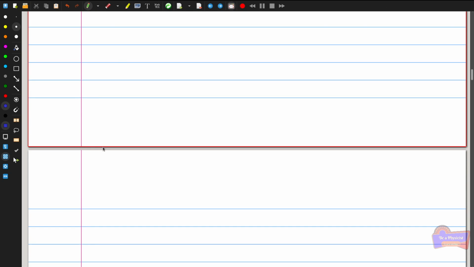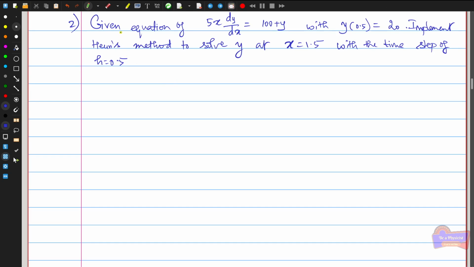So the next problem is, the given equation is 5x dy/dx equals 100 plus y, with the initial condition that at x = 0.5, the value of y is 20. We have to implement Heun's method to solve for the y value at x = 1.5. So the initial value given is 0.5.